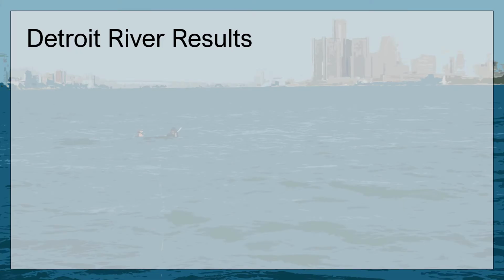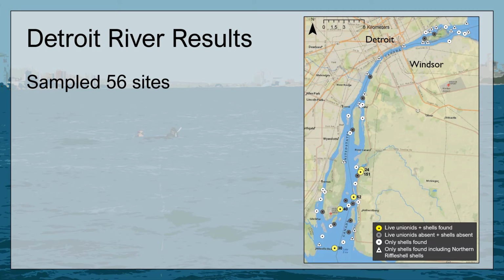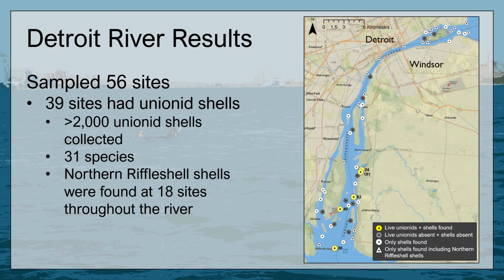All right, so moving on to our results. We sampled a total of 56 sites throughout the Detroit River, and we collected over 2,000 unionid shells representing 31 species from 39 of those sites. These sites are shown here as white circles.